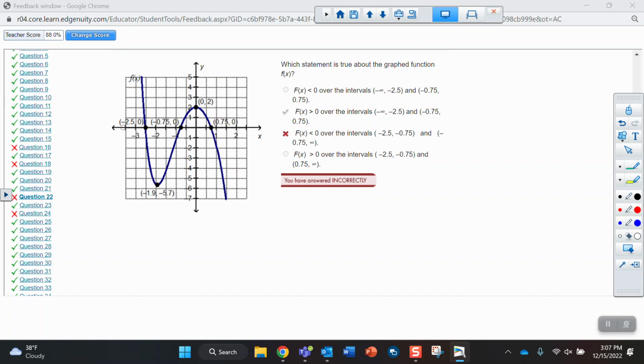From negative infinity, so that's going to be negative infinity all the way up to negative 2.5, and then from negative 0.75 all the way to positive 0.75, so in here. So these are the areas on the graph where it is greater than 0 or where the graph is above the x-axis.